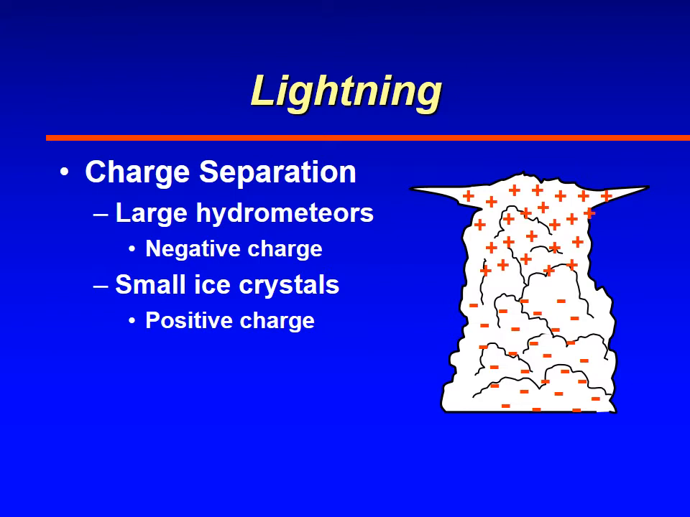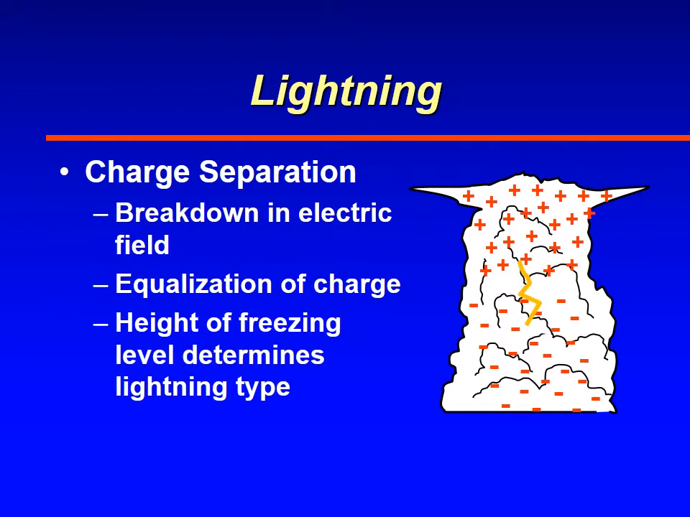And as a result, you get this separation in the cloud of mostly positive charge at the top of the cloud, including the anvil and portions above minus 20. And below that, you have mostly negative charge. So what happens with lightning is that there's a breakdown in the electric field. In other words, the electric field becomes so strong that the air can't act as an insulator and separate the two charges. So eventually there is some charge that seeps from one part of the cloud to the other. You have an equalization of charge. So that's what lightning is in a nutshell.